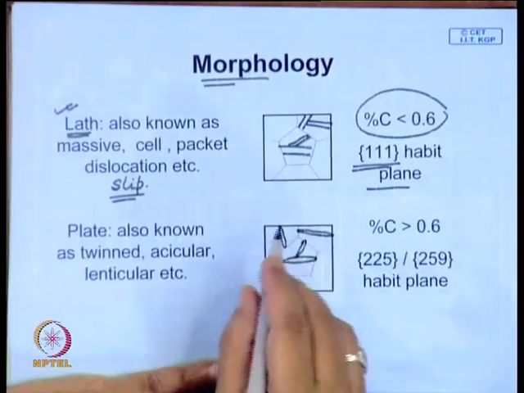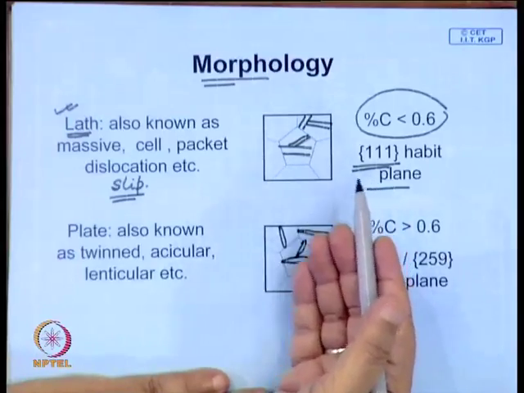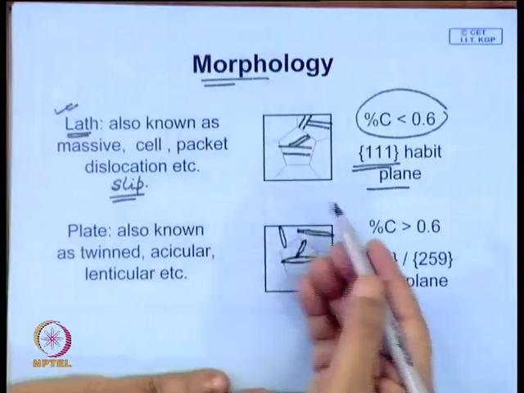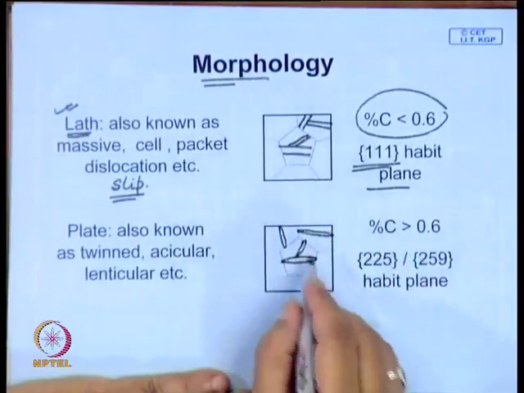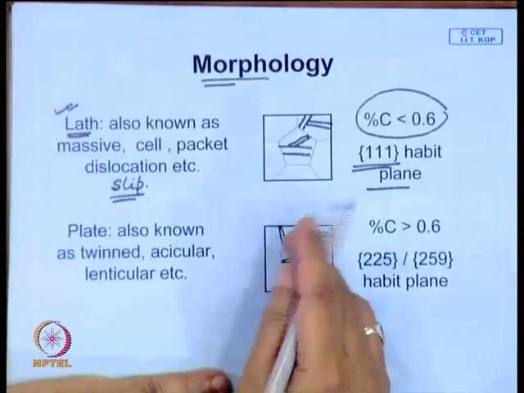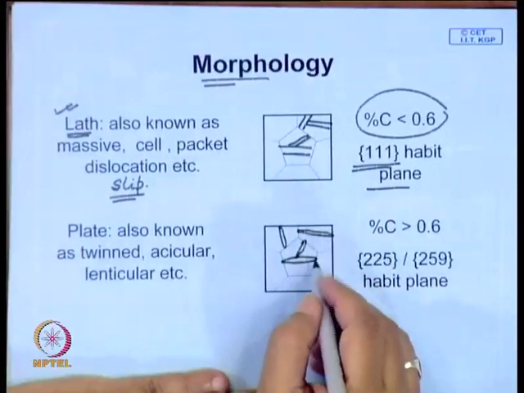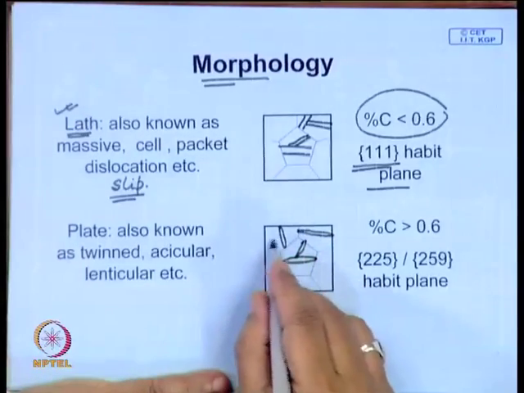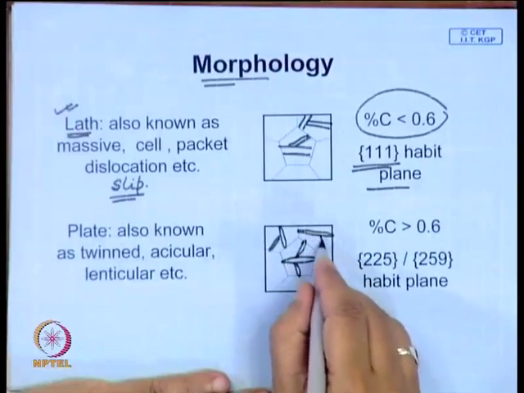So, in theory, it should emit acoustic noise, which can be in the audible range. In fact, of course, it gets masked by certain other signals, particularly since you are quenching, there will be other noises also, but it is possible to filter out those noises and monitor the noise that comes out from the formation of these martensite plates or laths.